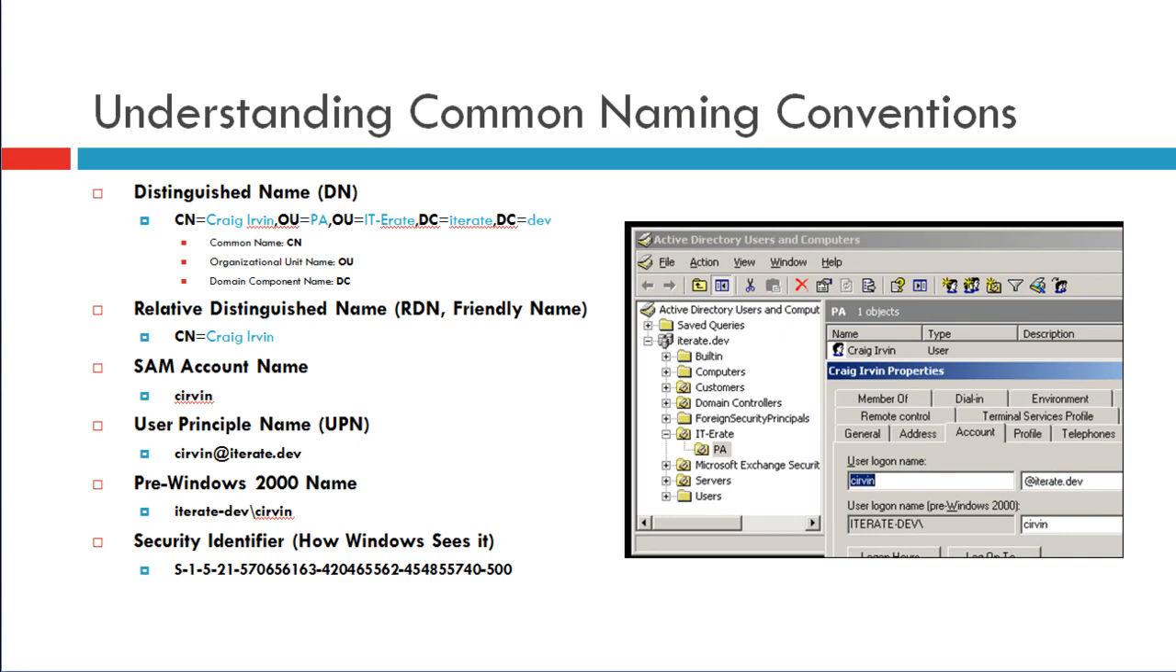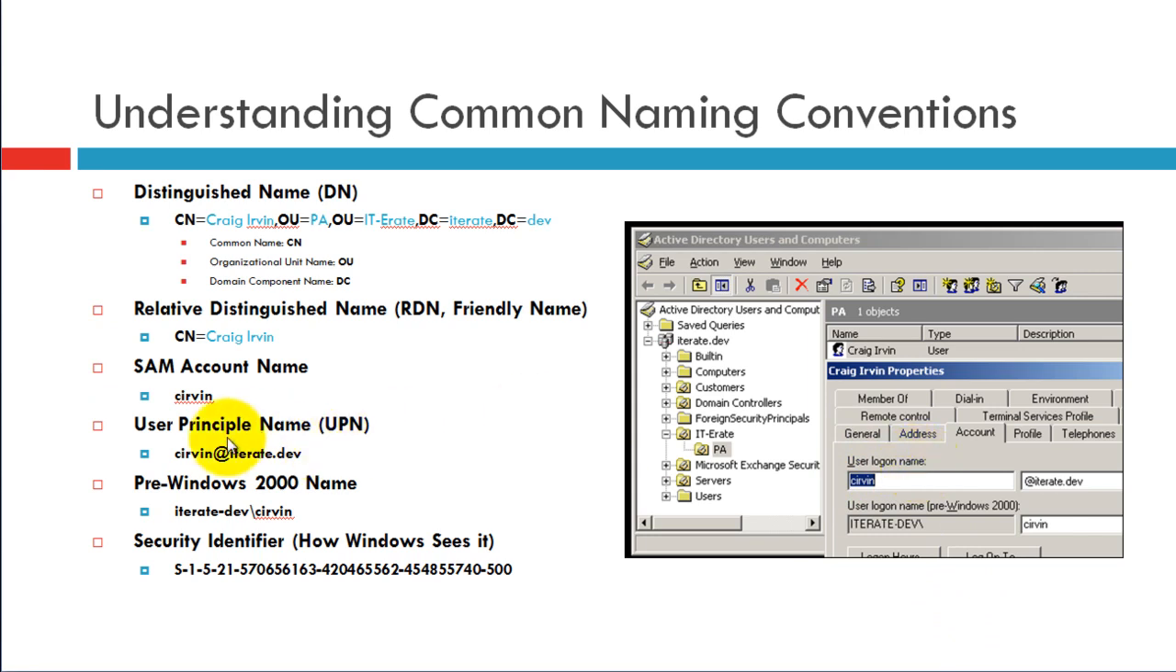So if you put that into the distinguished name, you would go from the inside out, starting with your common name, and then the organizational units that you exist in, and then ending with the domain components of iterate.dev. In addition, you have the relative distinguished name, which is not really used all that often, but it is essentially just your common name. You also have your SAM account name, which is the user logon name here.